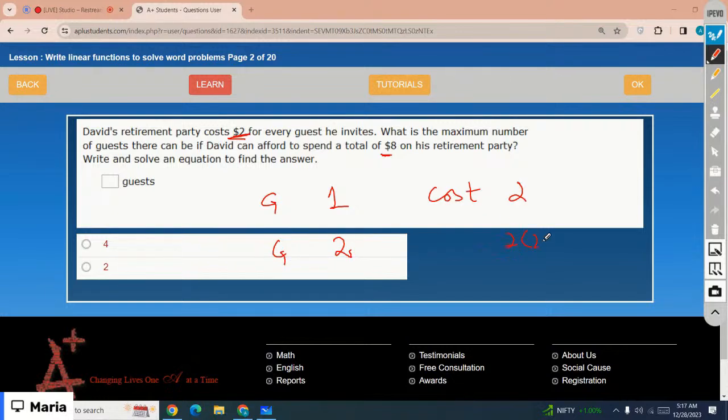The cost would be 2 times 2. 2 times 2 is 4 because the cost for one is $2. You have to see if David has $8, the cost is $8. How many guests can he afford?